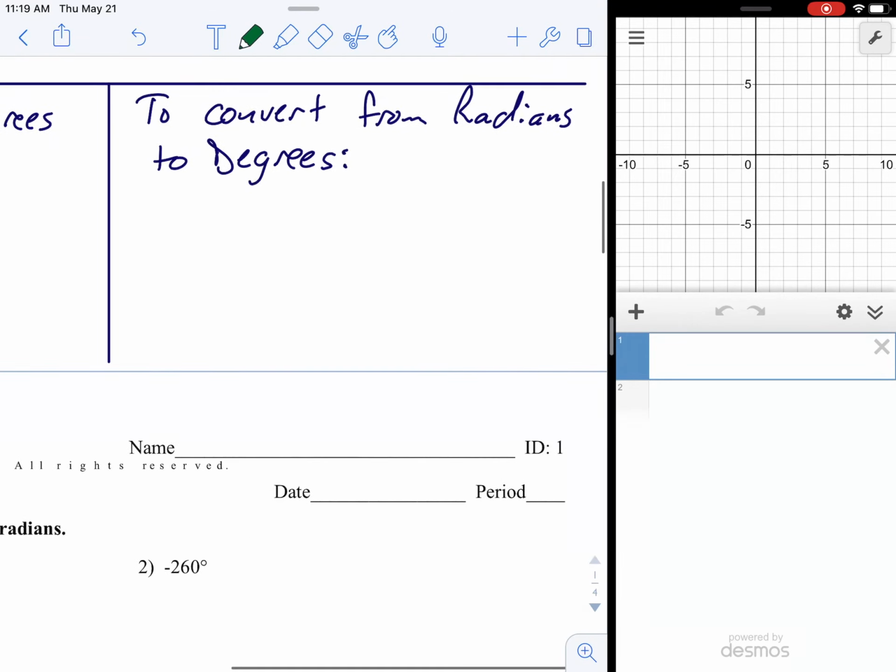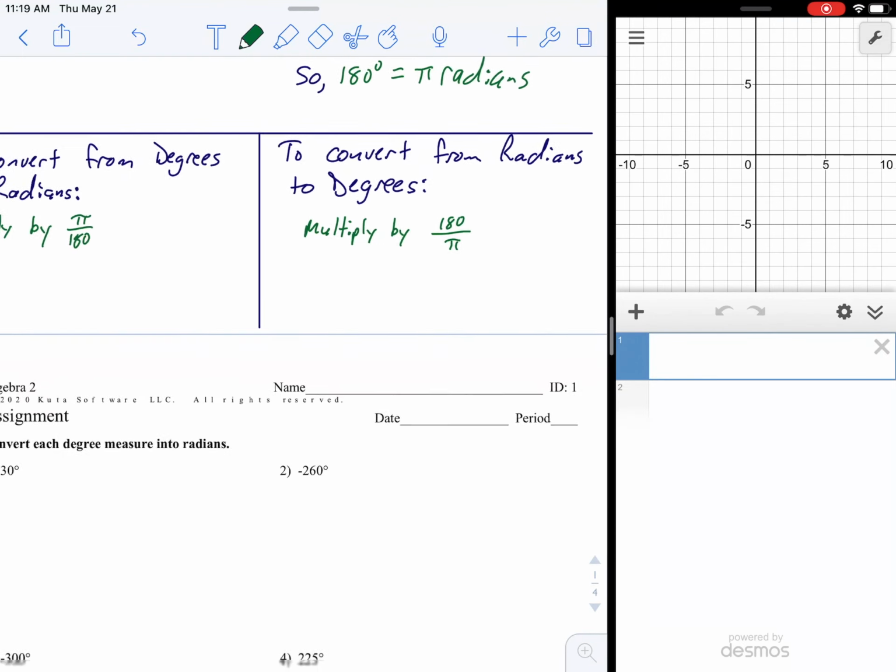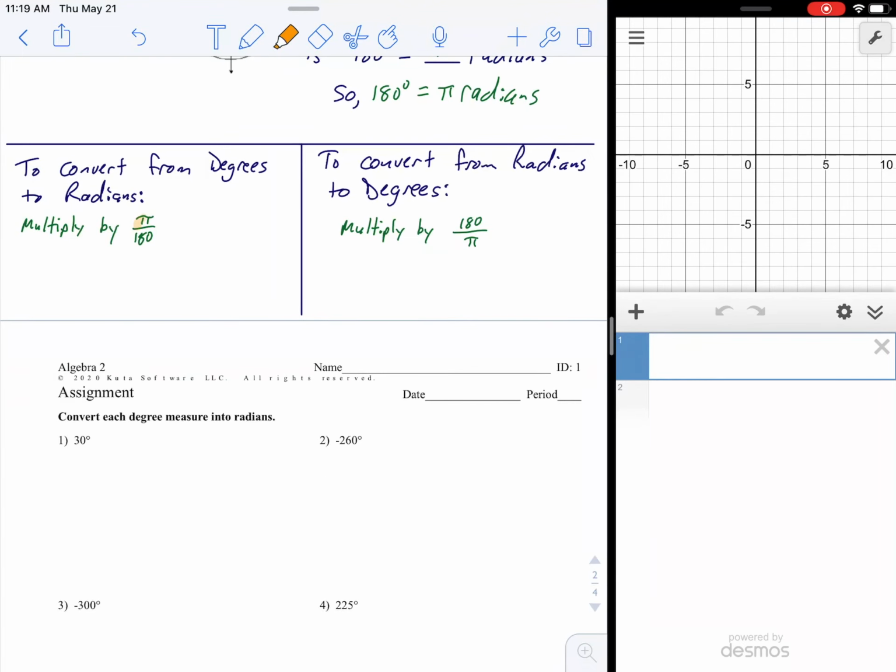To convert from radians to degrees, you multiply by 180 degrees over pi radians. So pi over 180 and 180 over pi, those are called conversion factors or scale factors. Fairly typical when you do any conversion.